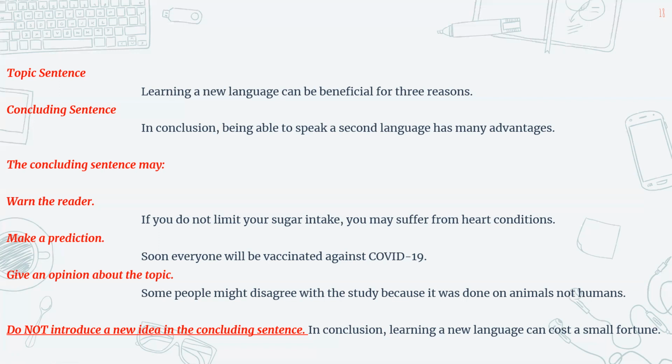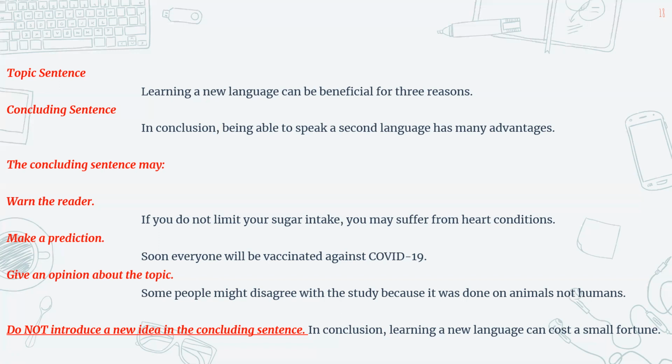Make a prediction. Soon everyone will be vaccinated against COVID-19. It's just a guess. I'm making a prediction about the future. It can be used to finalize or end a paragraph about vaccination against COVID-19. Or give an opinion about the topic. Some people might disagree with the study because it was done on animals, not humans.